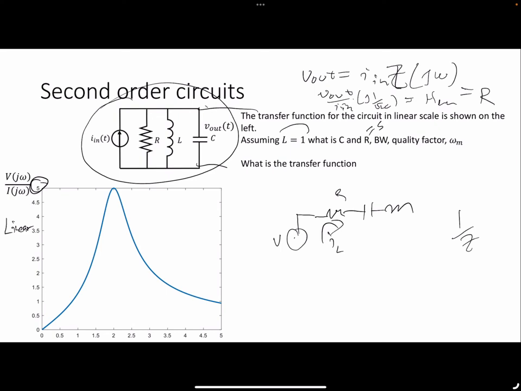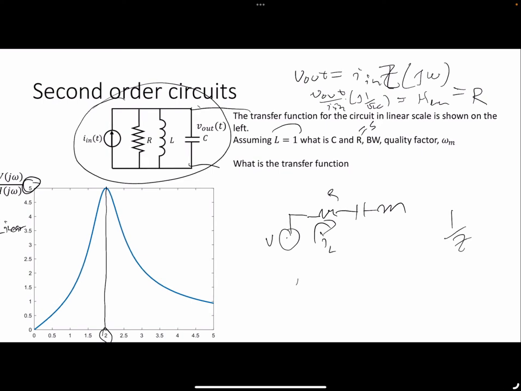And then since you know what L is, how could you use this graph to figure out what C is? So where does the maximum occur? Yeah, which is the resonance frequency. And so you know that 1 over the square root of LC is equal to 2. And since I gave you L, you should be able to find C.